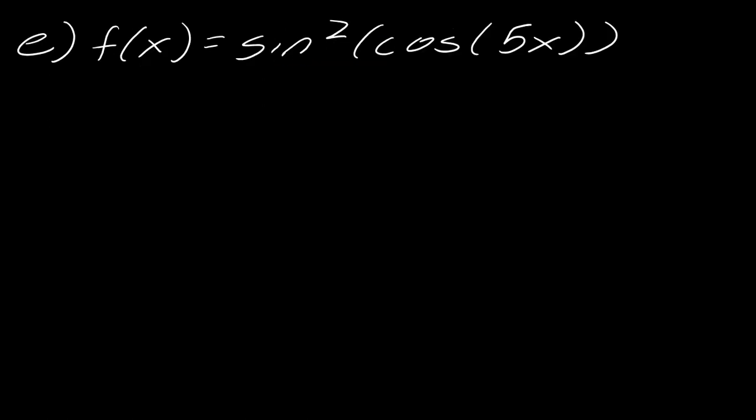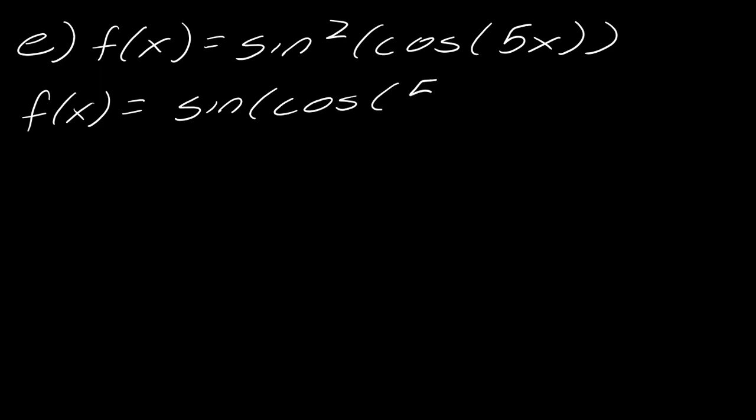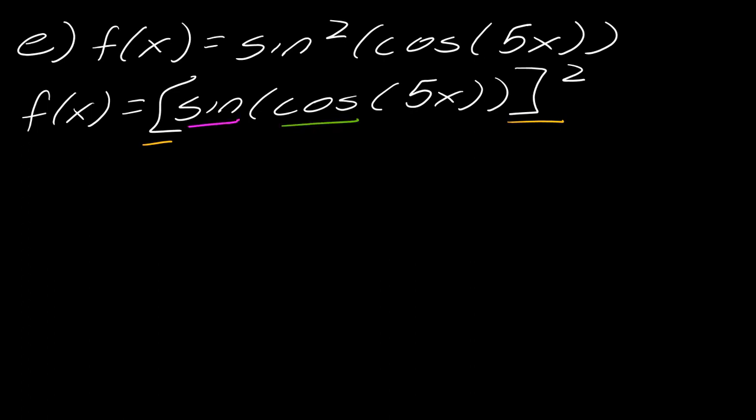Okay, so moving on to this one. This was the tricky one, right, where we said that you might want to rewrite it as sine of cosine of 5x and then all of that to the second. So identifying our functions. Here's my outermost function, and then there's that one. That's the next one in. That's the next one in, and I'll use blue. There's the last one. Okay, so now let's go ahead and start taking derivatives.